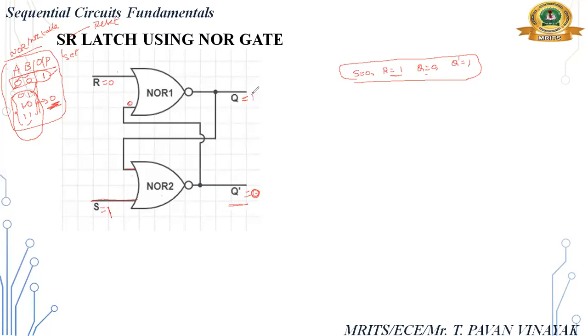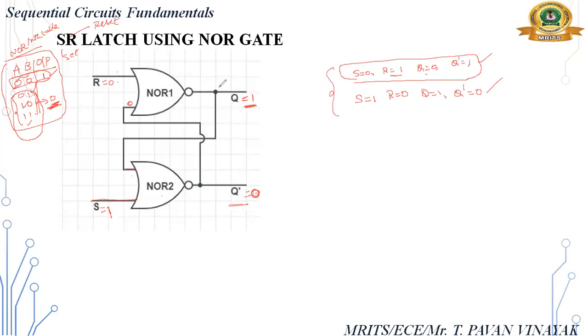0, 0 means 1. See, NOR gate input: when both are 0, we get output 1. So Q is 1. So when S is equal to 1, R is equal to 0, Q is equal to 1, Q bar is equal to 0. Right? So two conditions are understood. Have you understood these two conditions? Set and reset conditions.